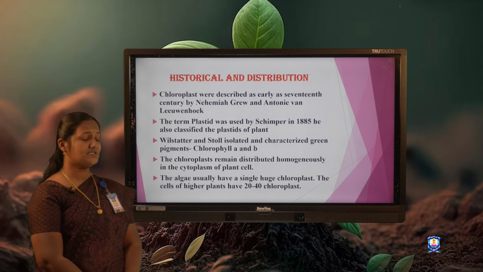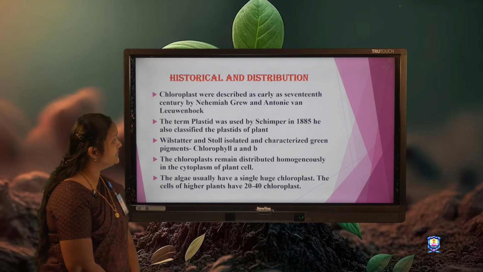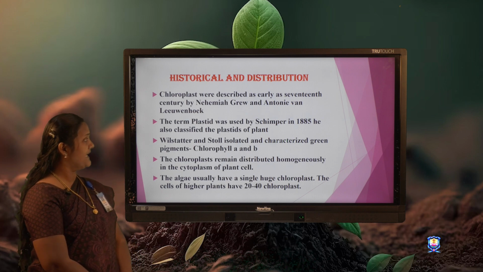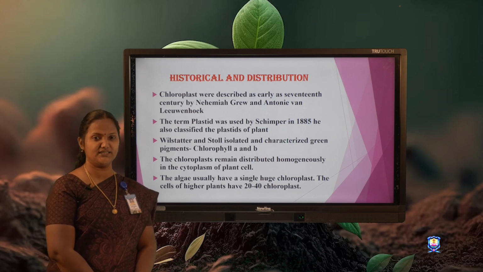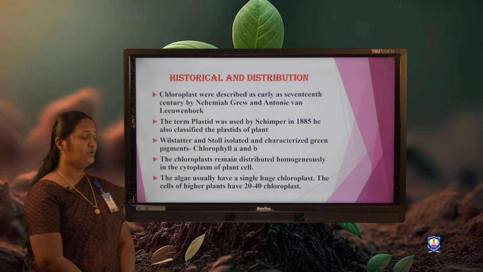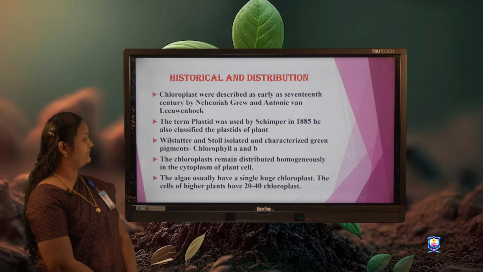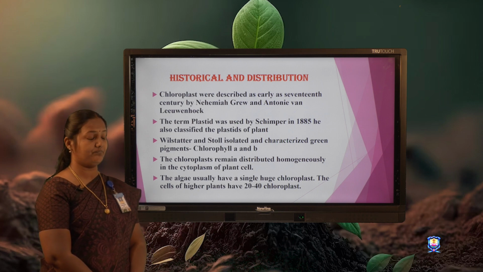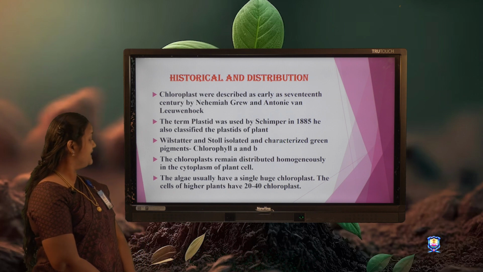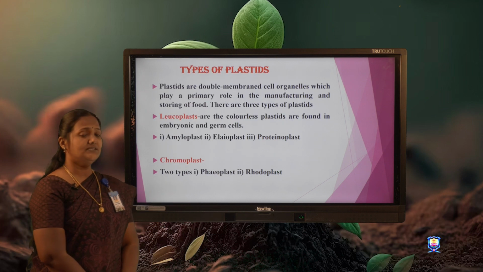The chloroplasts were described as early as the 17th century by Nehemiah Grew and Anton von Leeuwenhoek. The term plastid was used by Schimper in 1885. He also classified the types of plastids in plants. Willstatter and Stoll isolated and characterized the green pigments chlorophyll A and chlorophyll B. The chloroplasts remain distributed homogeneously in the cytoplasm of the cell. Algae usually have a single huge chloroplast, but the cells of higher plants have a maximum of 20 to 40 chloroplasts.